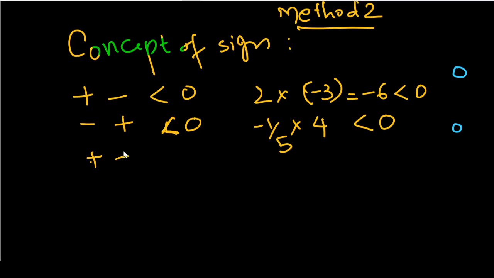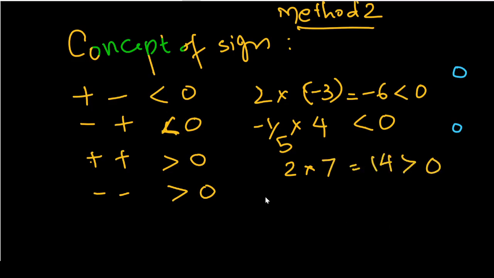Now plus into plus is what, guys? Yes, it is positive. Minus into minus again is what? Yes, it is positive, like 2 into 7 is 14, which is positive. Minus 1 into minus 5 is 5, which is positive. We will use the concept of sign for method number 2 to derive the quadratic formula.